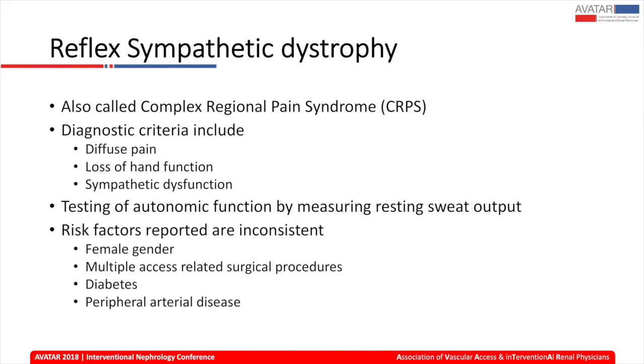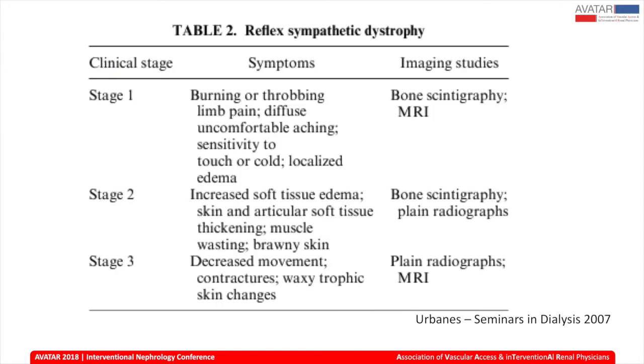How about reflex sympathetic dystrophy? This is also being called complex regional pain syndrome. It's a fairly non-specific diagnosis. The diagnostic criteria are very diffuse pain, loss of hand function, and sympathetic dysfunction, so they're not very specific. And again, the risk factors that have been reported in literature include female gender, multiple access surgeries on the same arm, and the presence of diabetes and peripheral arterial disease. So this is something that one should consider as a diagnosis of exclusion rather than a primary diagnosis.